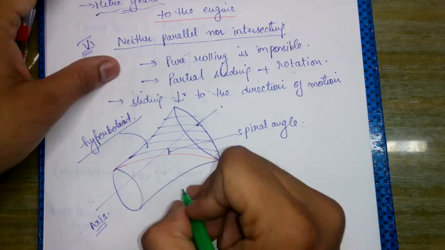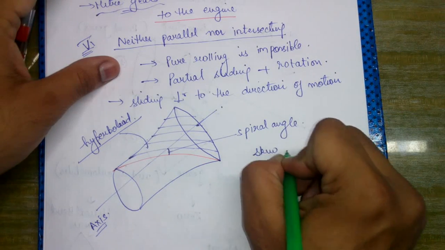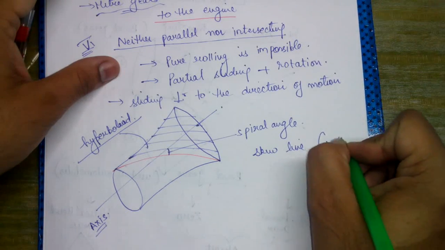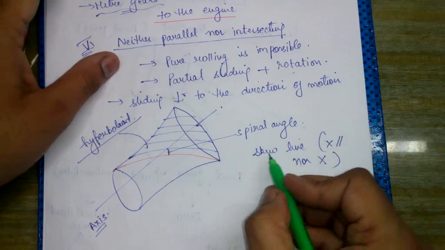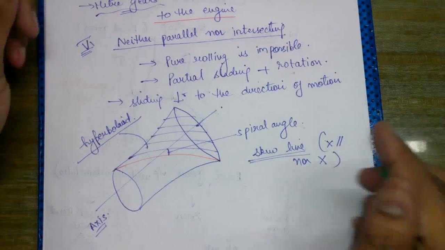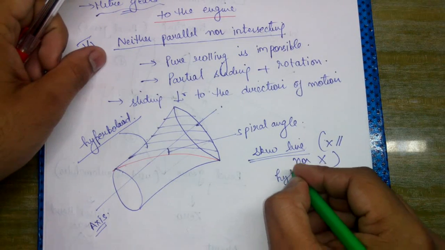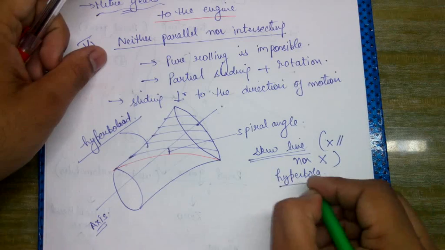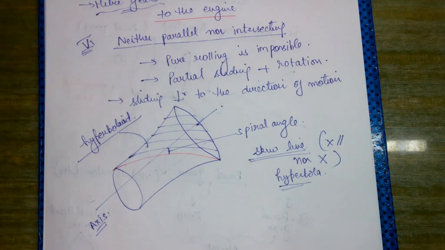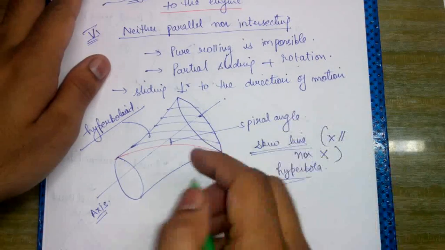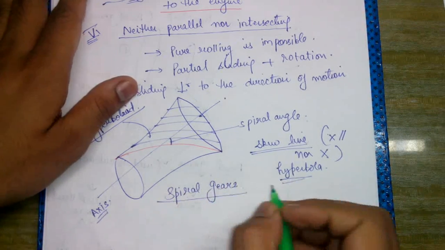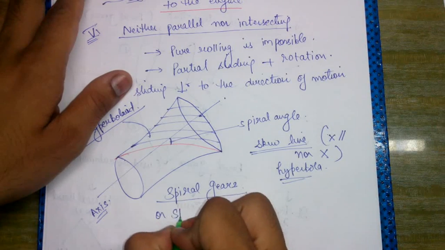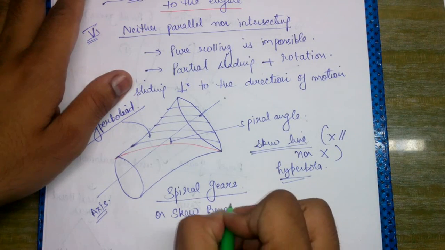And here the generating line is a skew line, which is neither parallel nor intersecting. Such a line is called a skew line, or it can also be commonly called a hyperbola. So here we are not having pure rolling but partial sliding along with rotation, and such type of gears will be called spiral gears or skew bevel gears.